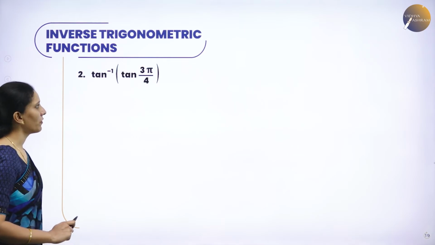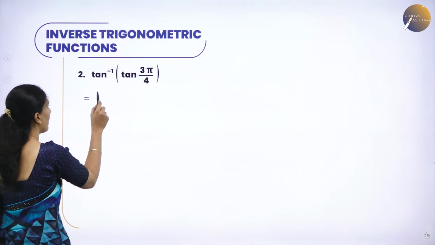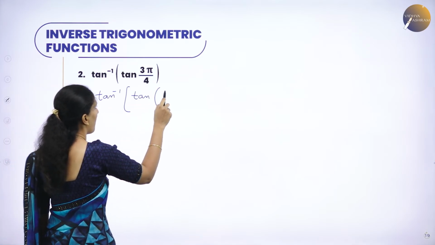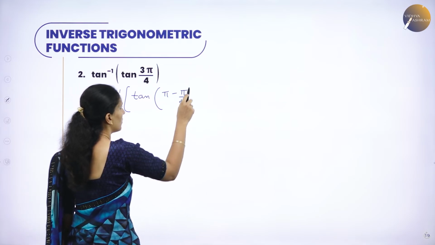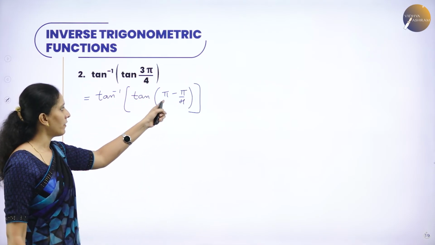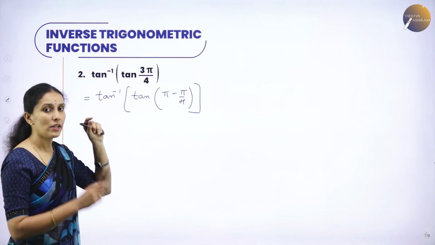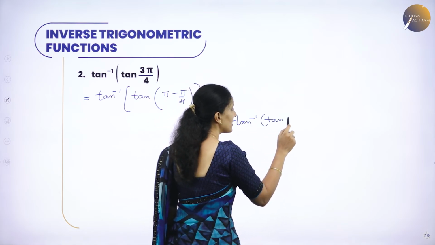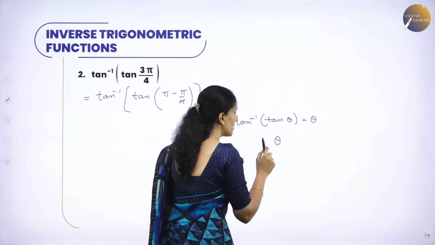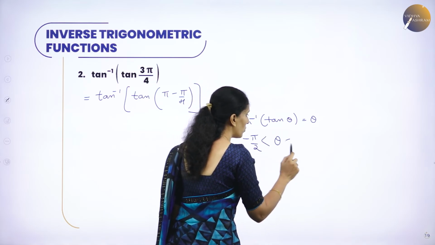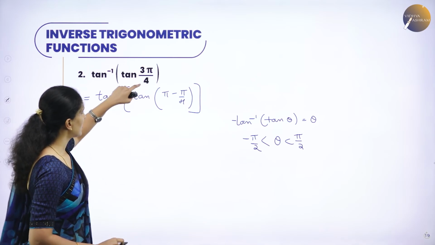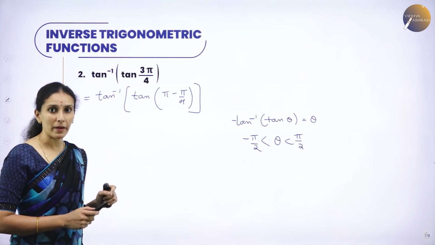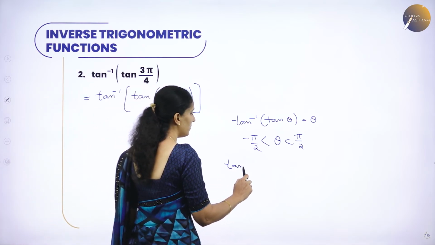Next one, tan inverse of tan 3 pi by 4. So here also we can write tan inverse of tan of pi minus pi by 4. 3 pi by 4 can be converted into pi minus pi by 4. Why? Because the property tan inverse of tan theta is theta only for the values when it lies between minus pi by 2 to plus pi by 2. So therefore it is greater than pi by 2. Hence we have to convert this in the form of tan of pi minus theta.